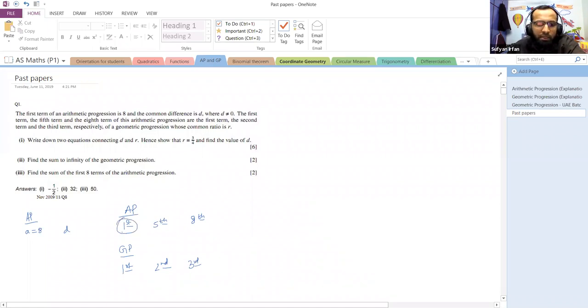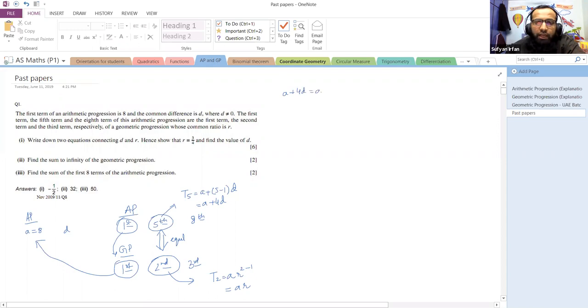This means the first term of AP is going to be the same as the first term of GP. As the first term of AP is 8, the first term of GP is also 8. Then the fifth term of AP, what is the formula? A plus n minus 1 d, so A plus 5 minus 1 d, which is A plus 4d. And the second term of GP, which is ar^(n-1), ar^(2-1), which is ar. Now the fifth term of AP and the second term of GP are the same. So A plus 4d equals ar.